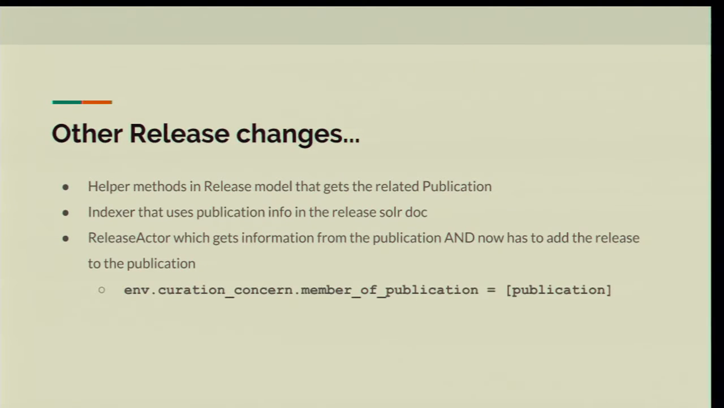And I just listed a couple of things here, like helper methods, indexers, release actors. There were just a couple of places where these relationships were being accessed, and so we had to make some modifications in each of those places. And I also wanted to point out about the release actor itself. The release actor now has to actually add that relationship. So it's not coming automatically for me through the process that Hyrax set up. So I have to add my own member of a publication process.